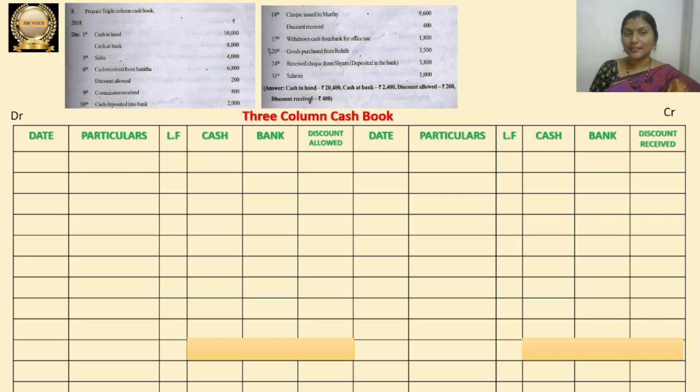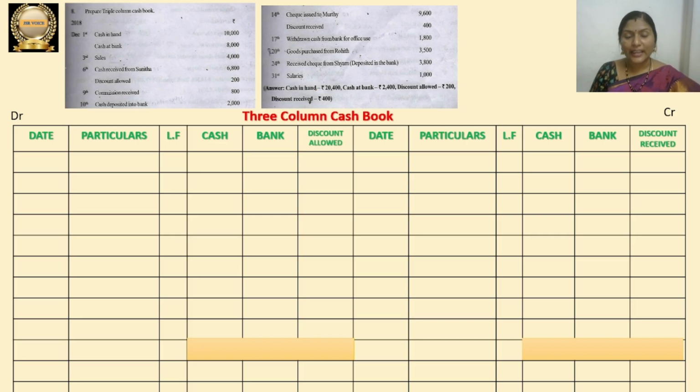So here there is a question. I have given the question on the top. Down below is the solution, and we are going to solve it now. So columns are ready. This is a 3-column cash book format. We are going to draw it like this.